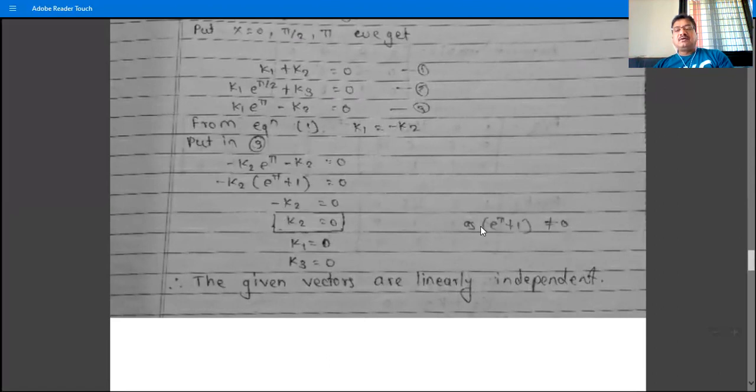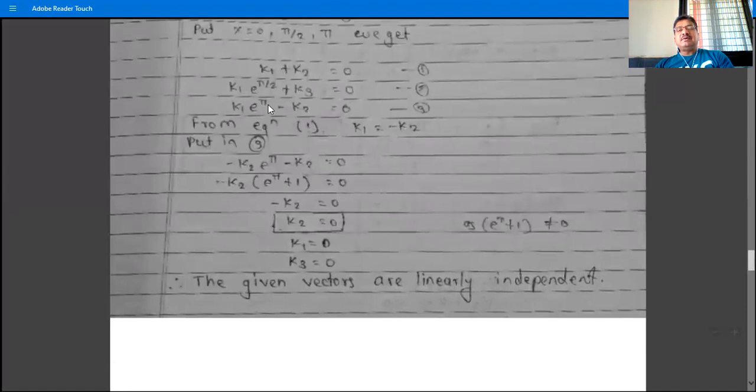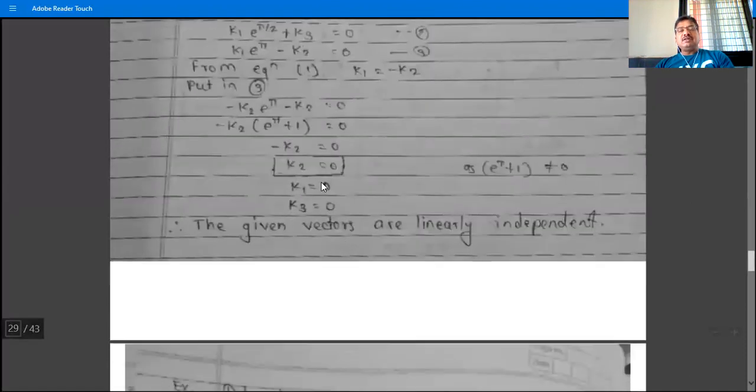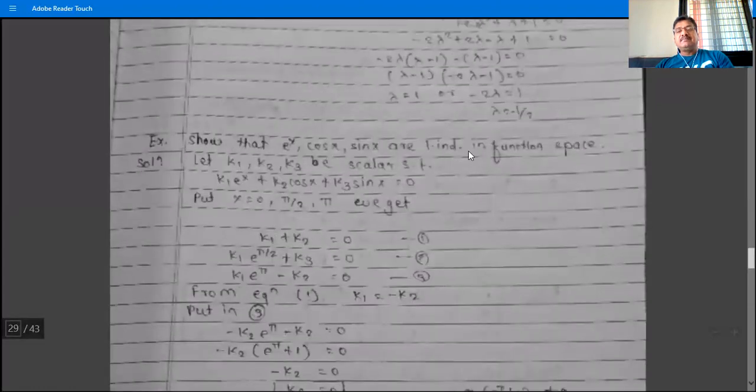Here e raised to pi is always not equal to 0, so e raised to pi plus 1 is not equal to 0. So minus k2 is 0 means k2 is 0. Substituting k2 as 0, we have k1 is 0 from equation number 1. And if we substitute k1 as 0 in equation number 2, we have k3 is 0. So all these k1, k2, k3 are 0, and therefore the given three vectors are linearly independent.